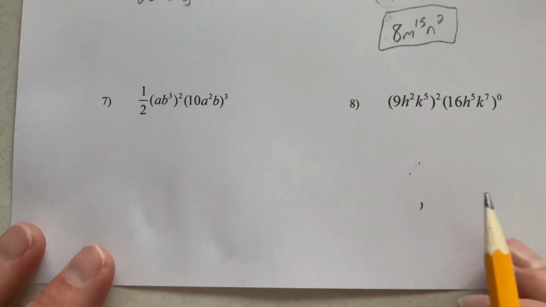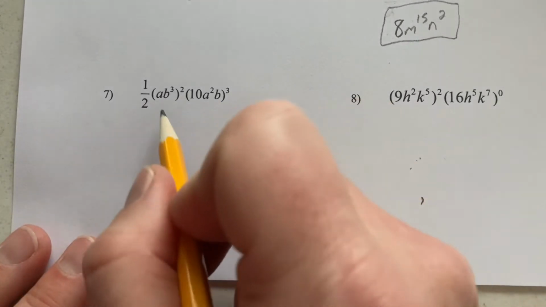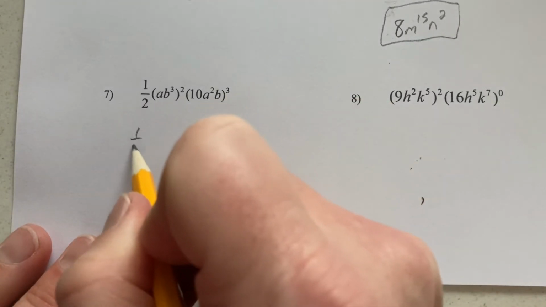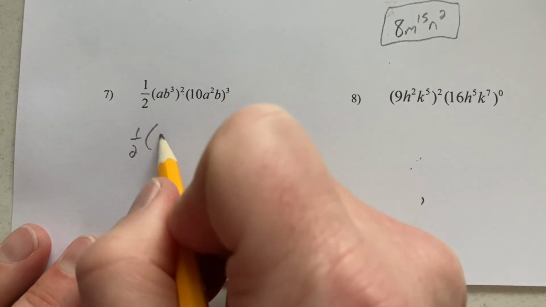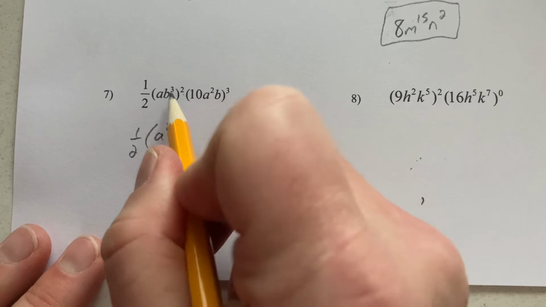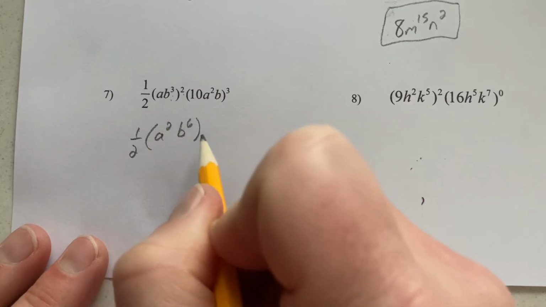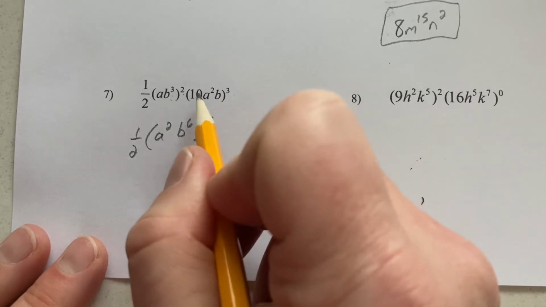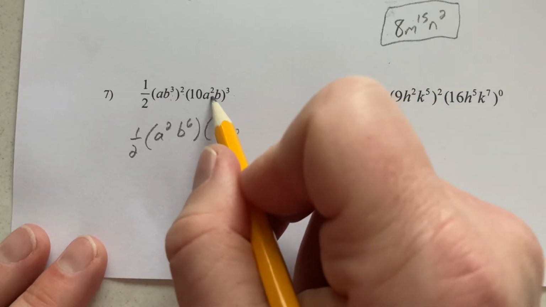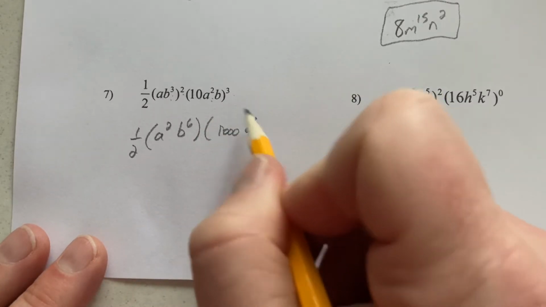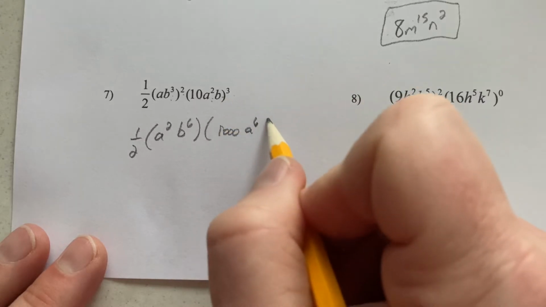All right. Here we've got a couple of different things to do. The 1/2 is just 1/2, that stays there. We're doing 2 of these. So a times a is a squared. B cubed is b to the 6th. Okay. Then we're doing 3 of these. So 10 times 10 times 10 is 1,000. A squared is a to the 6th. B times b times b is b to the 3rd.